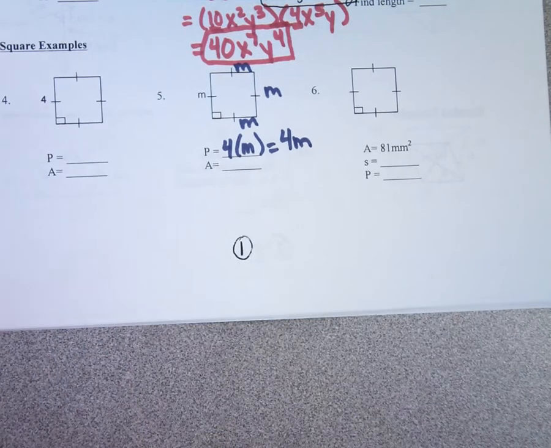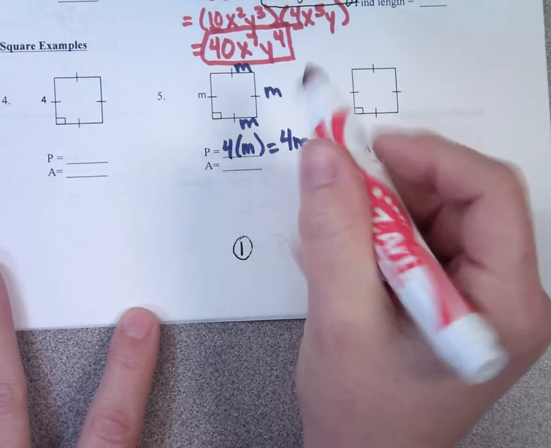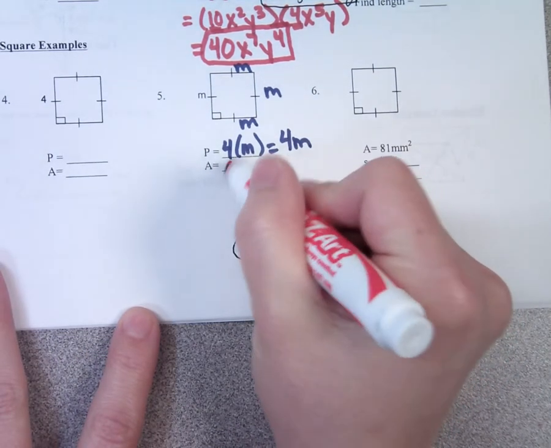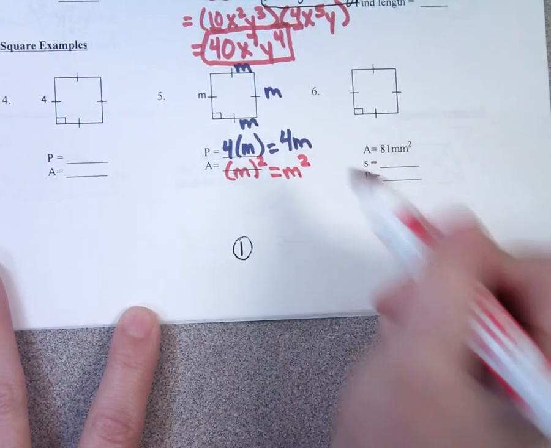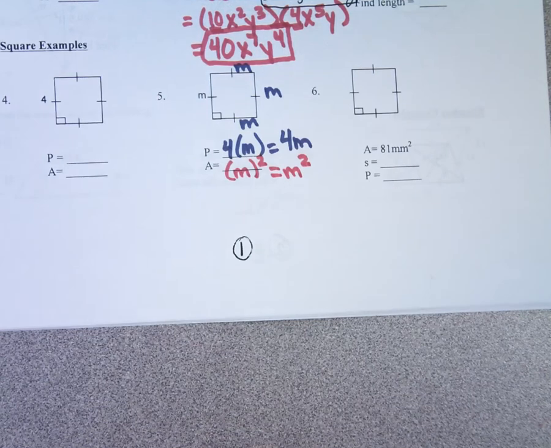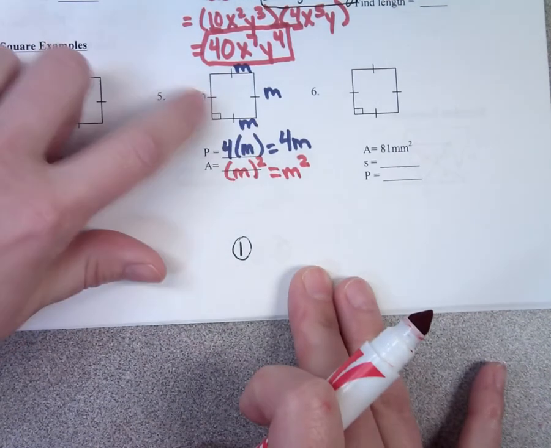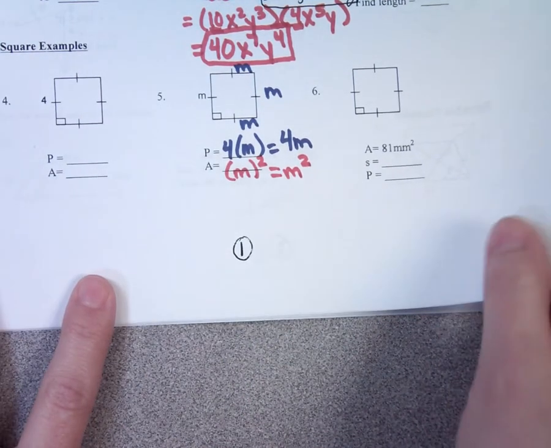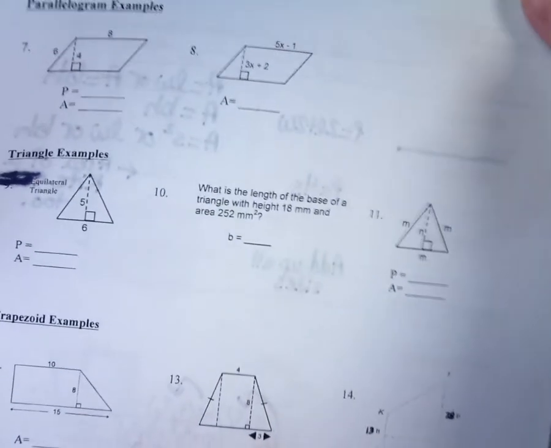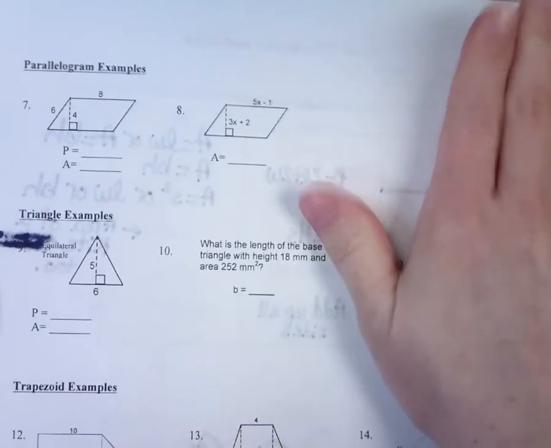Okay, what do you think the area is? M squared. You can take a side and you can square it, and that would give you m squared. And that's the special formula for area of a square, is to take a side length and square it. Or you could just take length times width, base times height, m times m, and get m squared that way. Okay, let's flip. All right, now I'm going to do the majority of these.